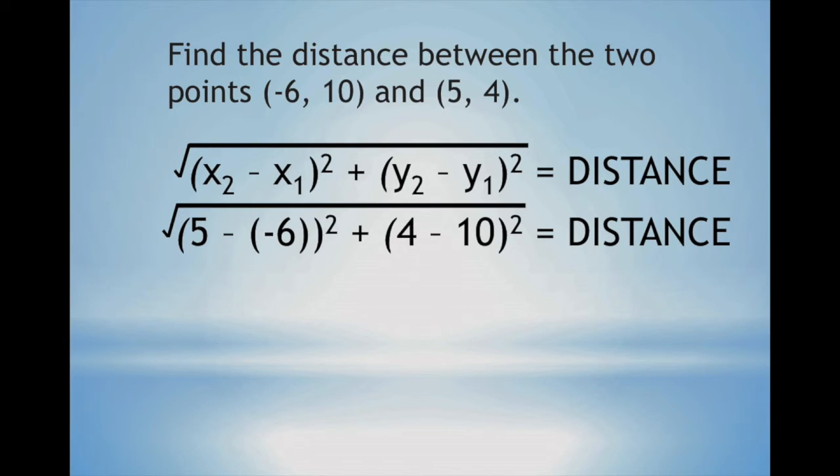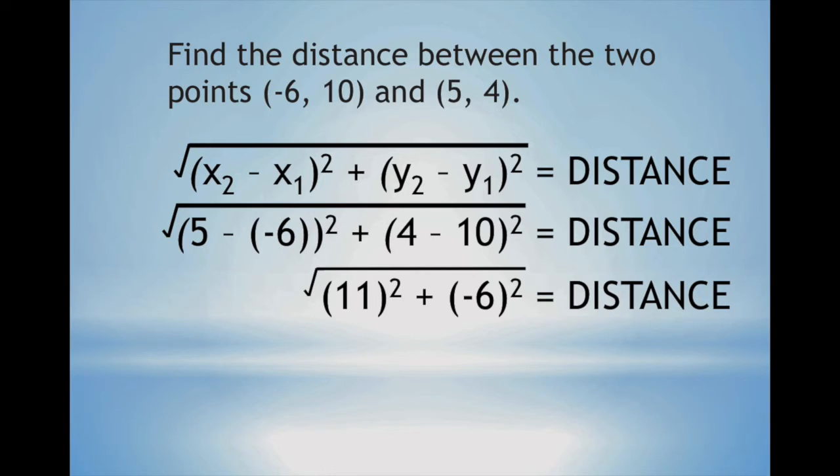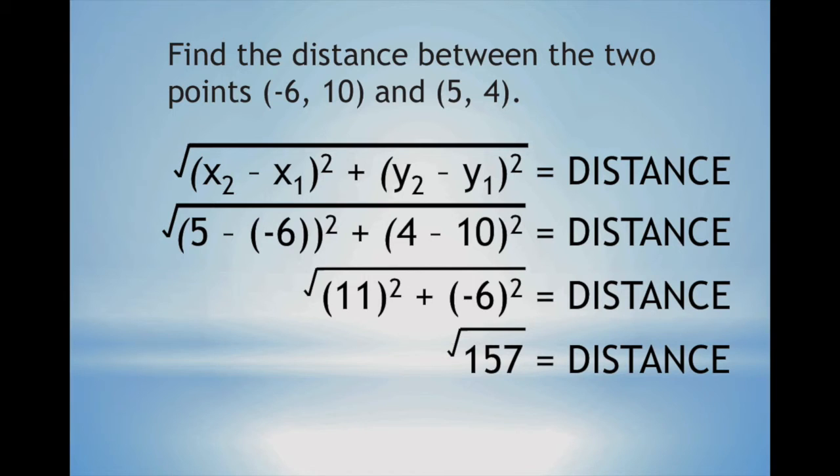Now we just follow order of operations, which means parentheses happens first, so I do 5 minus negative 6 and 4 minus 10, which will give me this. Notice the parentheses around the negative 6. That's important because when we do this next step, which is to square 11, which is 121, and square the negative 6 in parentheses, negative 6 times negative 6 makes positive 36, which adds up to 157. And then the square root of 157 works out to approximately 12.5. So this is how we apply the distance formula to find any distance between two sets of coordinates.